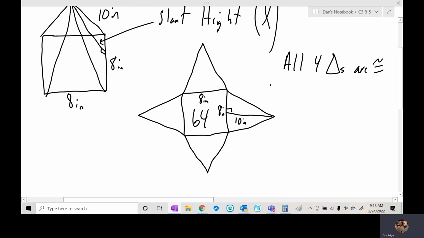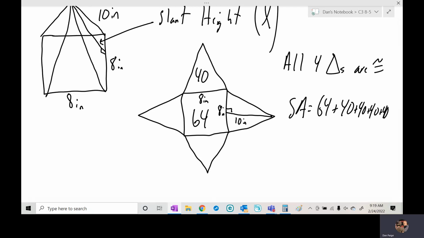Now we got to find the area of one of the triangles, and then we just got to know that there's 4 of these triangles. So if the base and the height are 8 and 10, what's the area of the triangle? Yeah, 40. So to find the surface area, we would add 64 and then 4 40s.